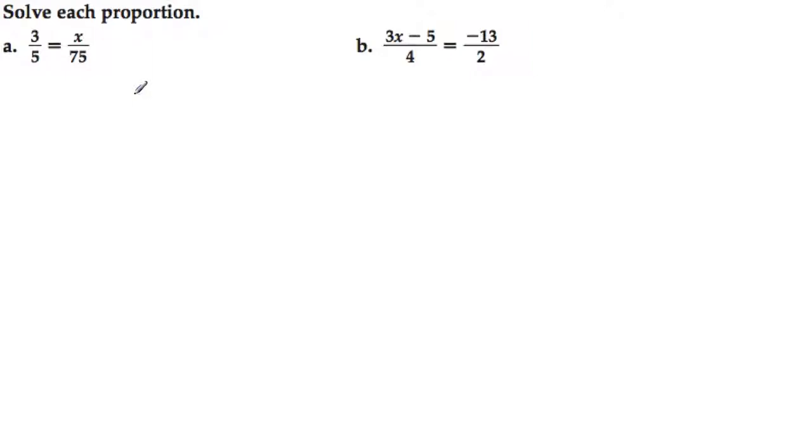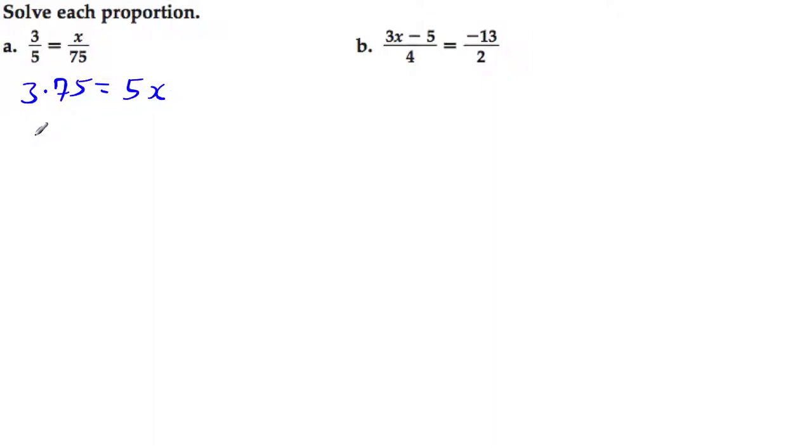When we cross multiply, we only cross multiply when we have a fraction equals a fraction. So if we had something like plus 3 over 2, we would not be able to cross multiply. So we can only cross multiply when we have one fraction equals one fraction. But what we can actually do is we can say, all right, well, 3 times 75 is equal to 5 times x.